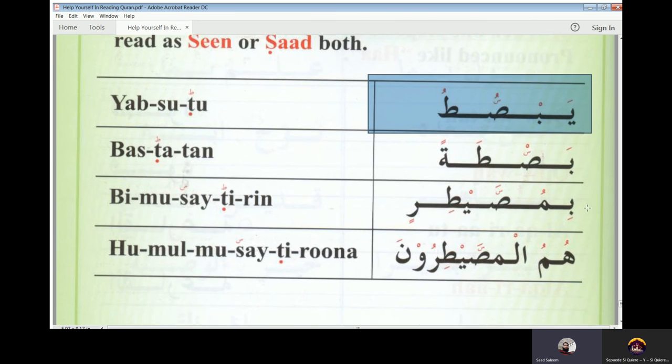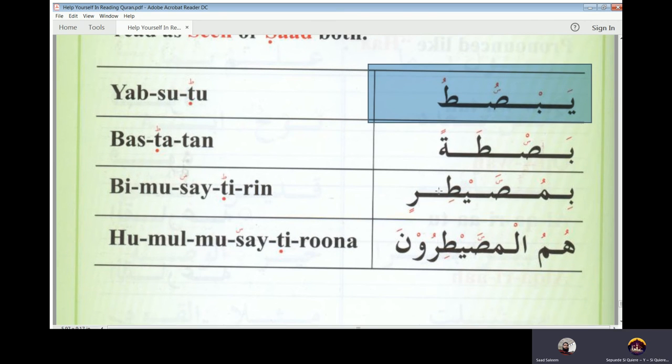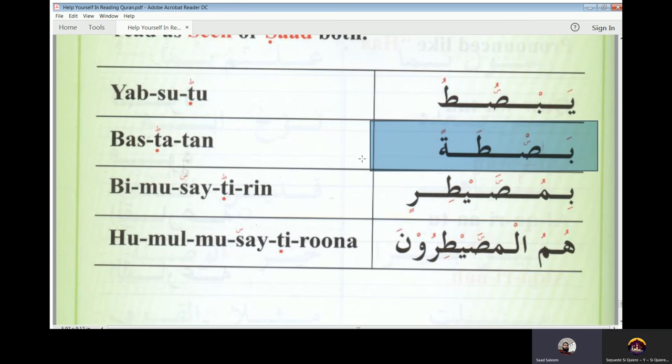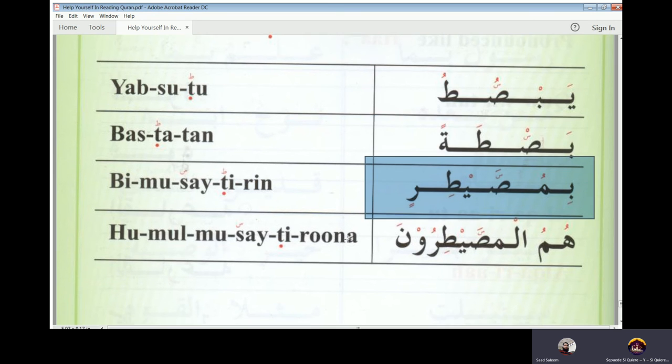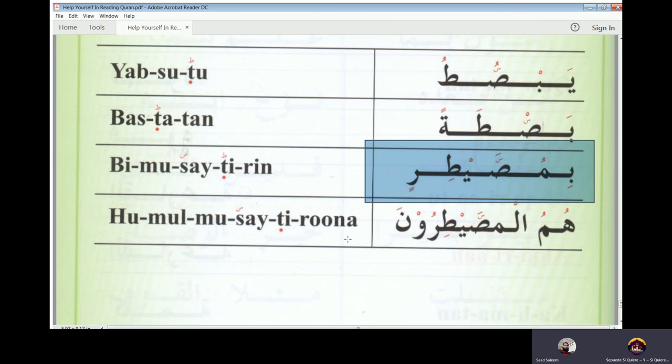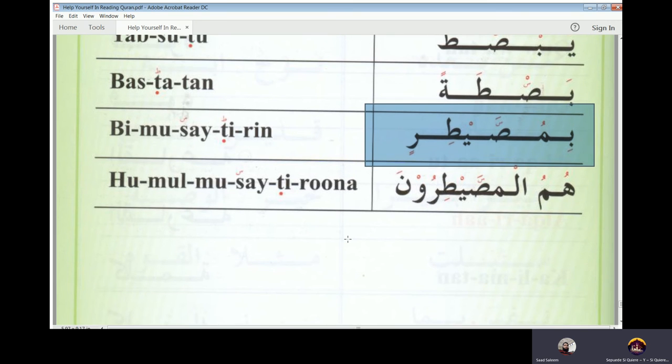Yab Sutu. Correct. Bastatan. Basta. In the previous page, you learned that round Ta Marbuta at the end is not pronounced. Basta. Yes, that's right. Bimu. Oh, hold on. Bimu say ti rin. Correct.